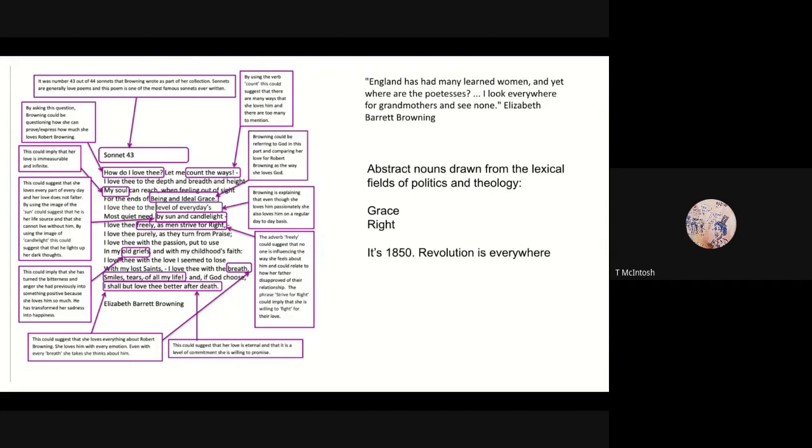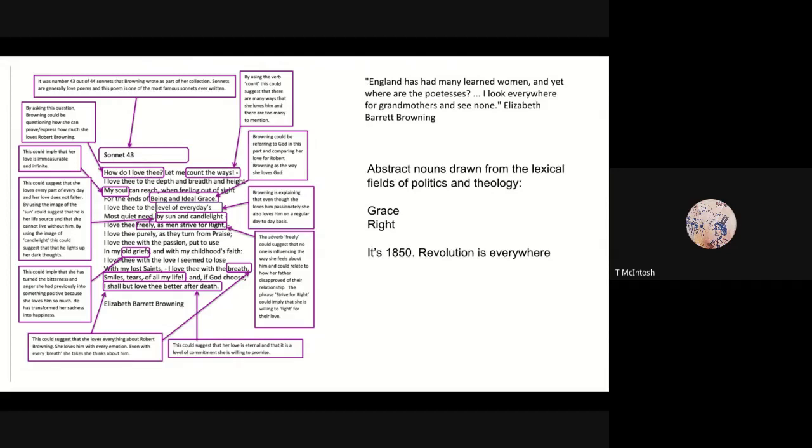Same thing, one of the first things she considers, she's talking about grace, the act of being saved in Christian theology. Women aren't supposed to write about theology, they're just supposed to go to church and do what they're told. So in these three instances, both the very form of the poem itself, in the fact that she's talking about theology, and in the fact that she's talking about politics, she's really making a claim for herself.